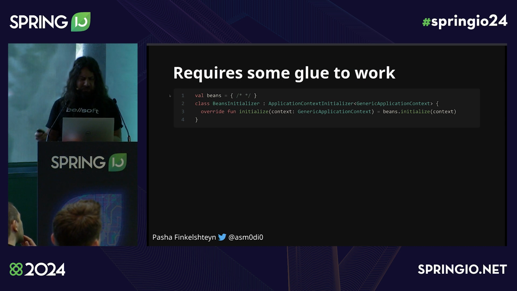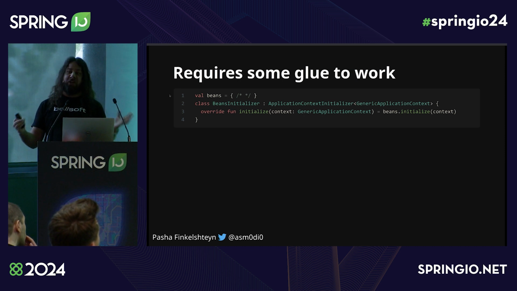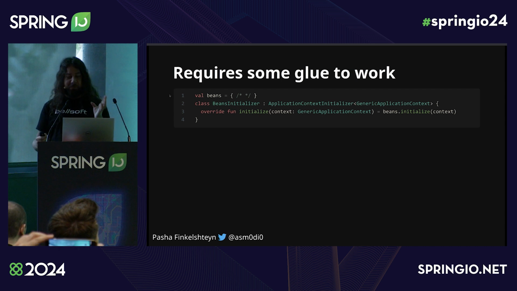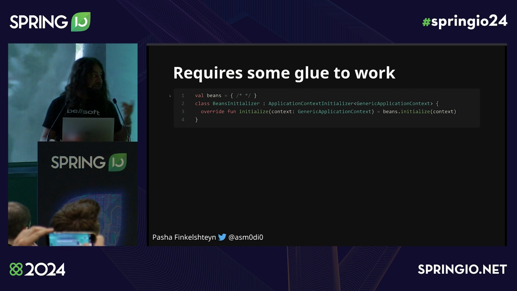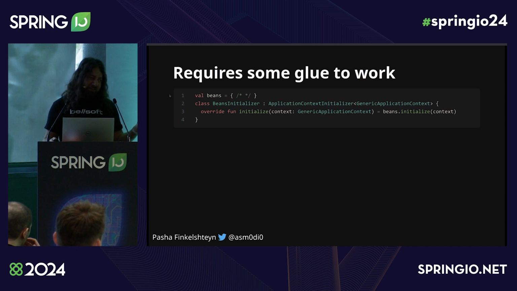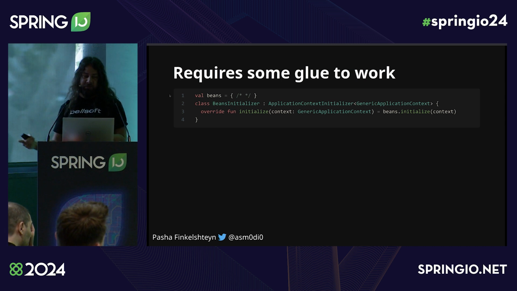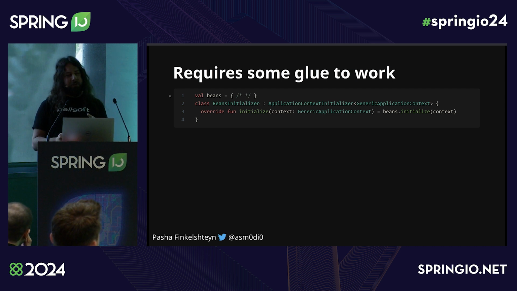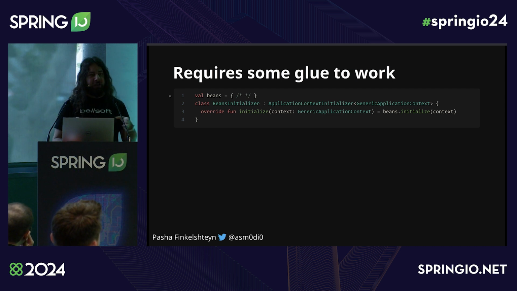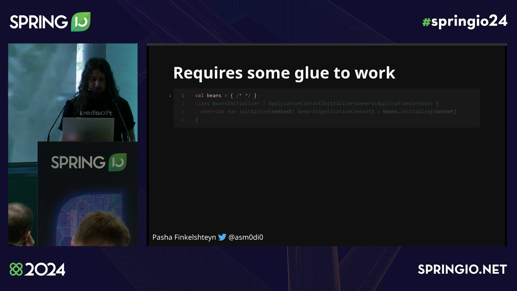We should create a class extending ApplicationContextInitializer of GenericApplicationContext. Welcome to the Java world. Well, in C++ it would be worse probably. And we have to override one function, initialize, that again accepts GenericApplicationContext, and then we call beans.initialize(context). It's not that much code, and you pretty much can just copy paste it into your application if you use the Kotlin bean definition DSL.